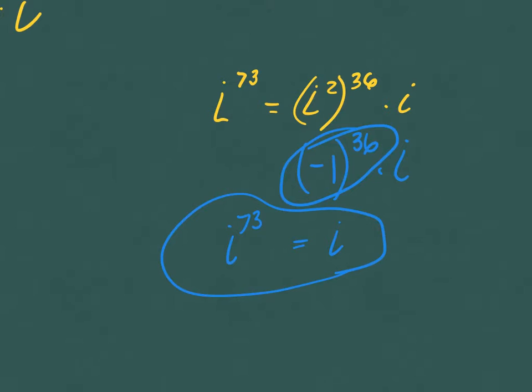But here's the thing that's weird about this. i to the 72nd power would not have been i. What would i to the 72nd power have been? Stop. Think about it. Wouldn't it have been just like this if it had been to the 72nd, except it wouldn't have had this i at the end? There would have been no i left.